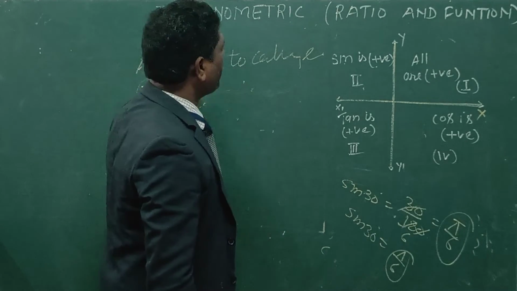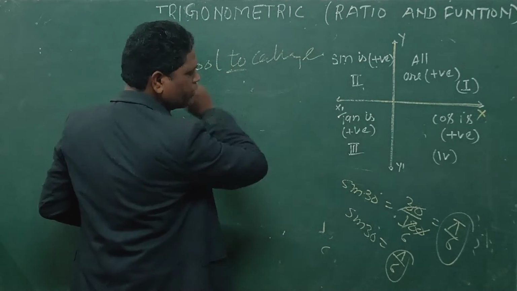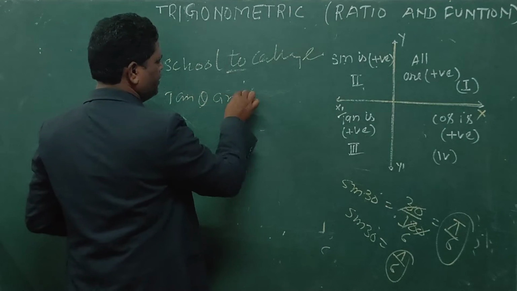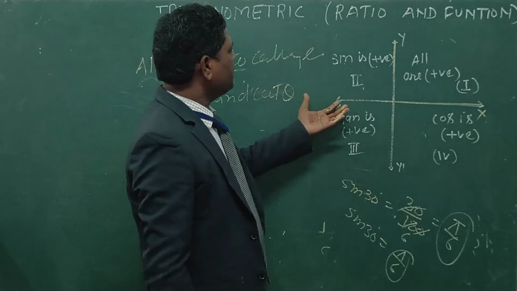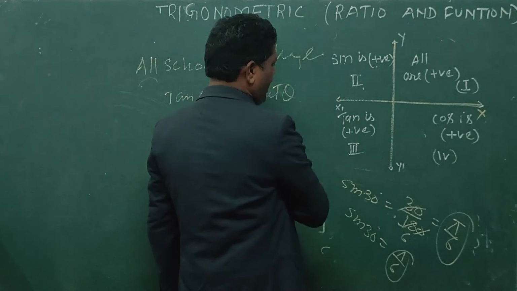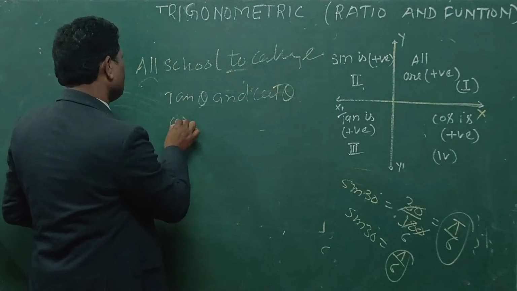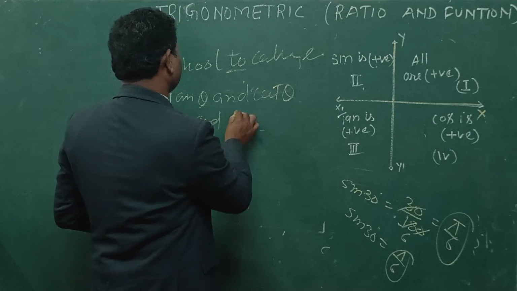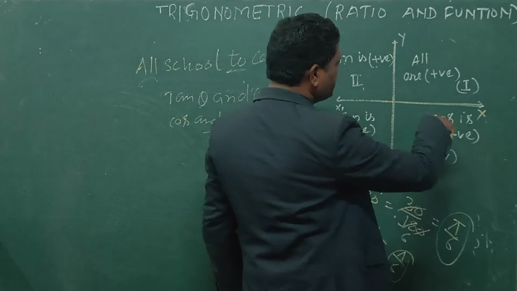In the third quadrant, only tan theta and cot theta are positive, and the remaining are negative. That is the third quadrant. And in the fourth quadrant, only cos and sec are positive, and all others are negative.